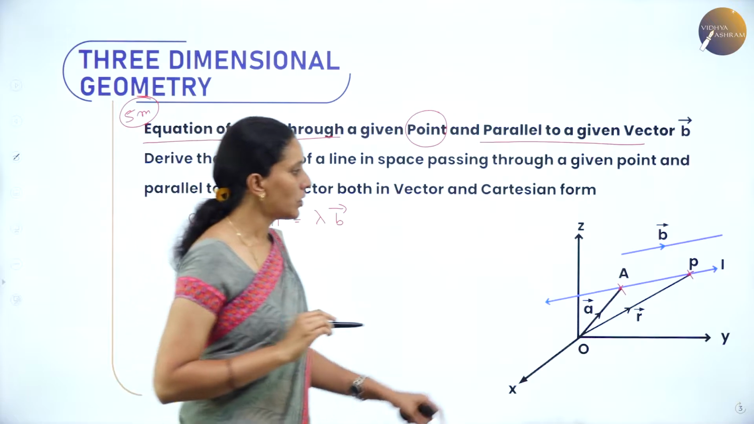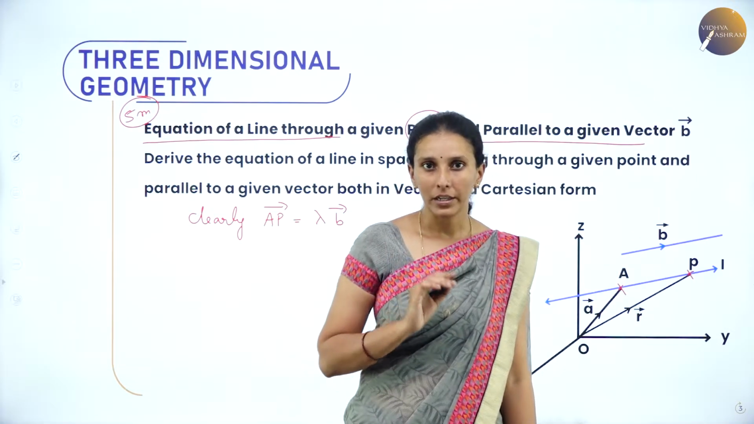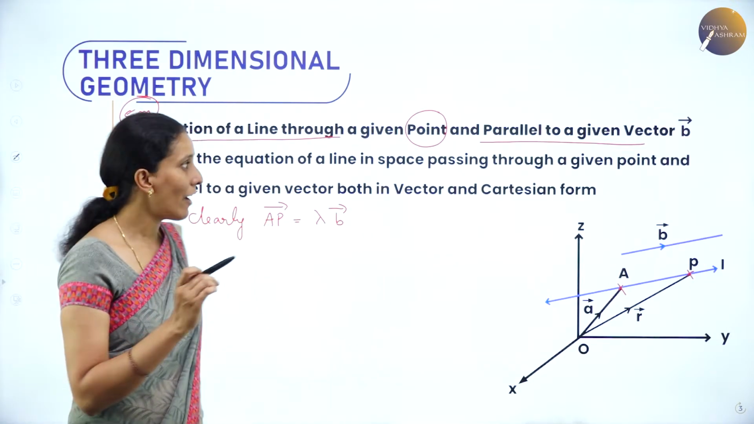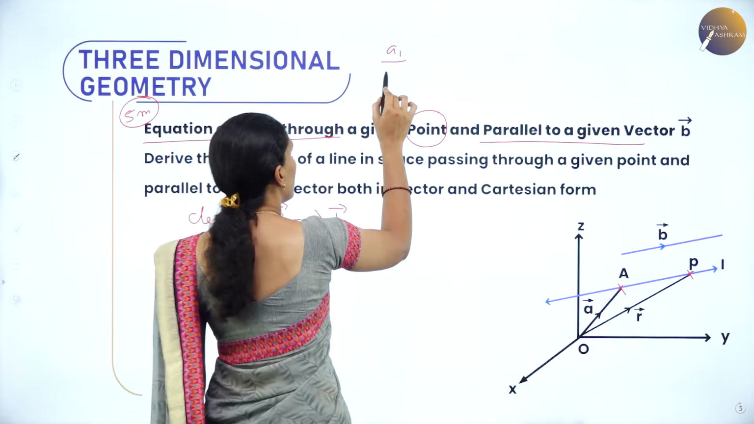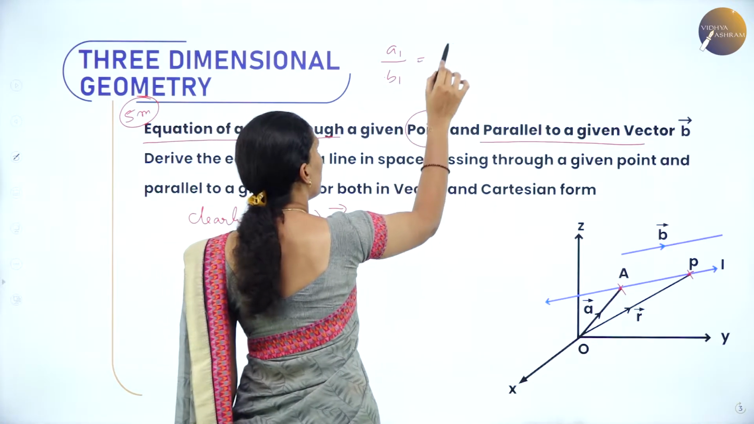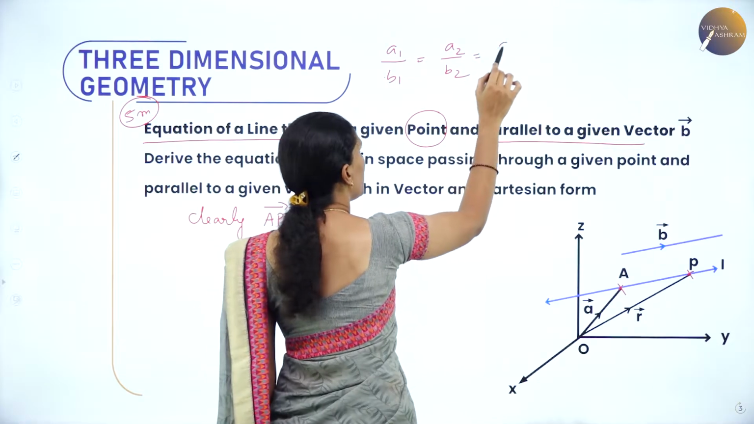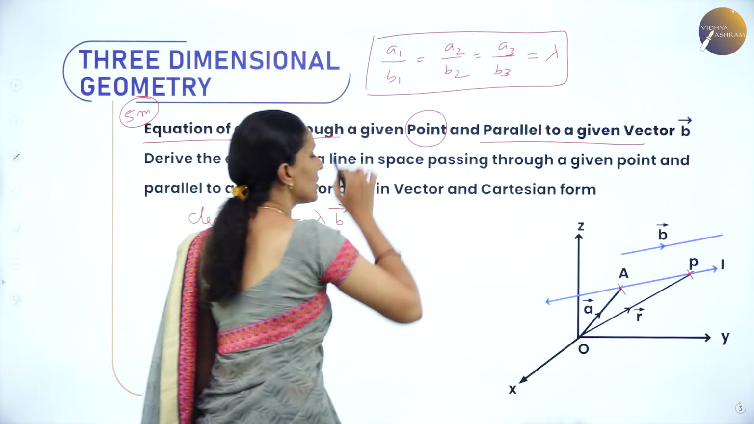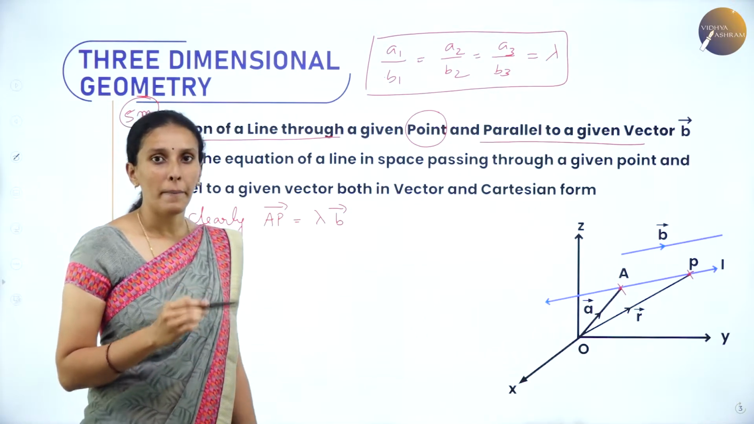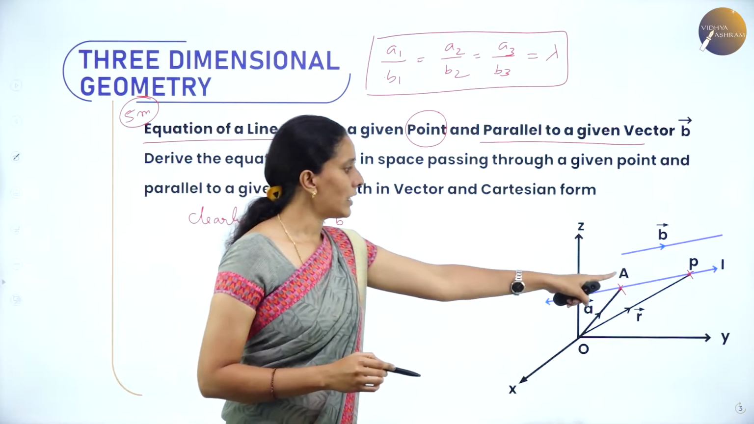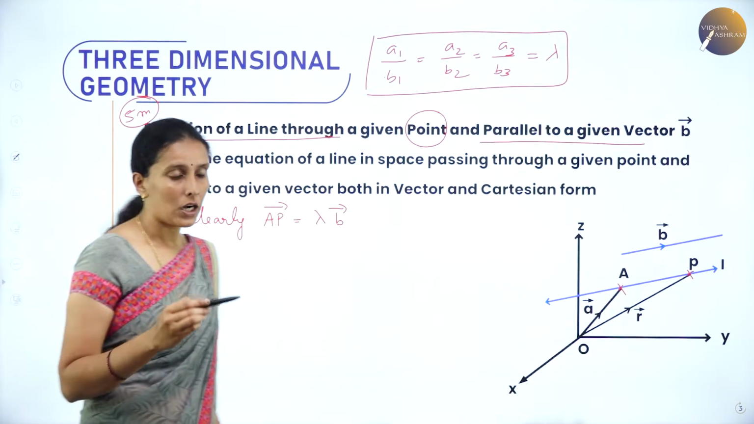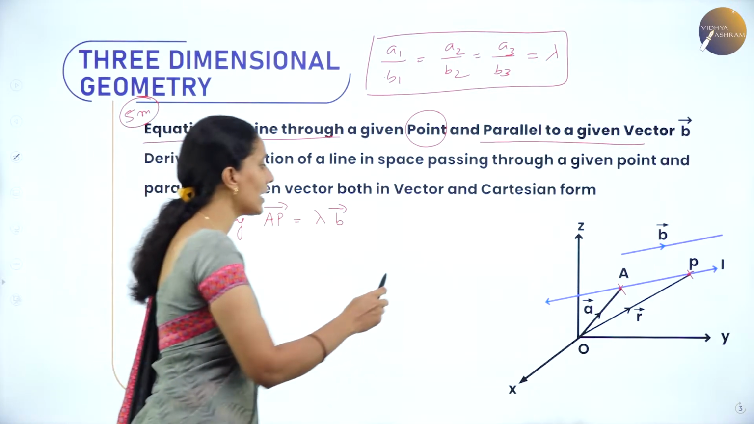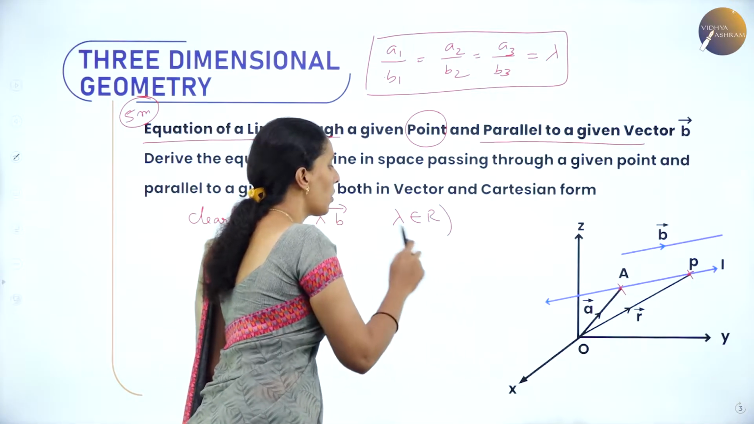Why? We know that when two vectors are collinear or parallel, their components will be proportional. That is, we have written A1 by B1 is equal to A2 by B2 is equal to A3 by B3 is equal to some lambda. So this is the condition for two vectors to be collinear, so that they are parallel. Now since here vector AP and B are parallel to each other, we can write vector AP is equal to lambda into B, where lambda is any real number or which is a scalar quantity.